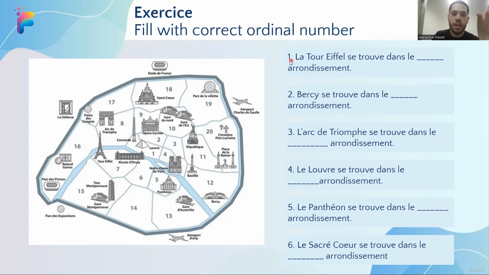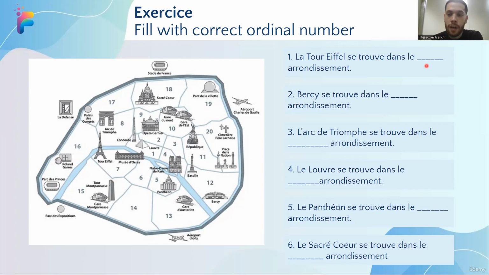So we have here la Tour Eiffel, the Eiffel Tower, se trouve, so is found, dans le, and this is what we have to fill in. We have to find the arrondissement where it is located, and then you can say se trouve dans le premier, le deuxième, le troisième, le septième arrondissement, wherever you can find it on the map.